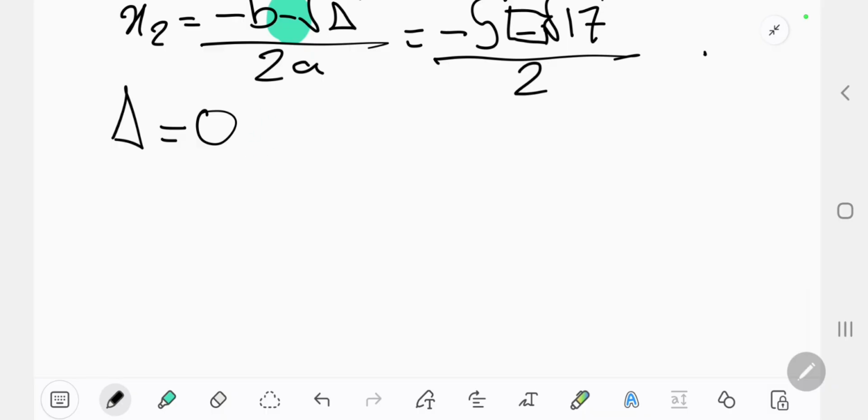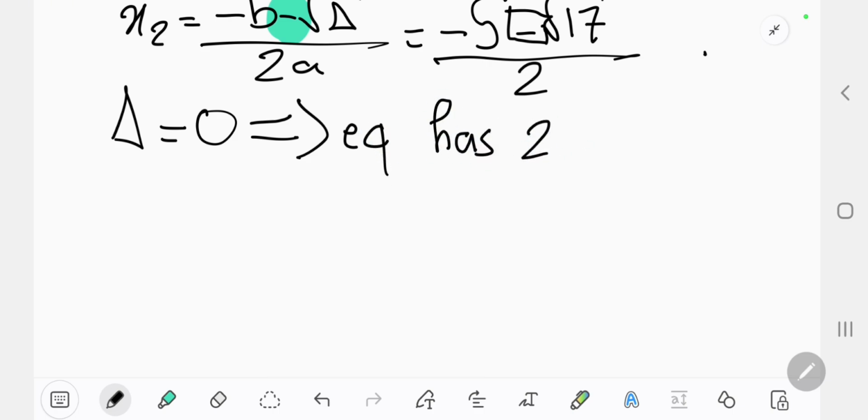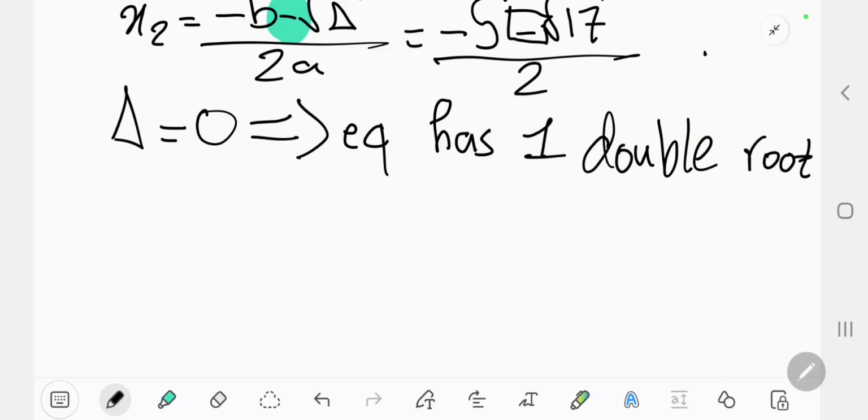I love this case personally because it's unique. It rarely comes, but yeah. This means delta is 0, and the equation has 1 double root, not 2 double roots. That's like 4 solutions. The equation has 1 double root. All right, let me give you an example.